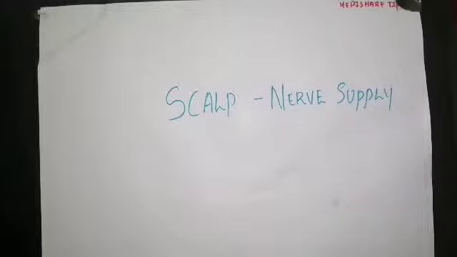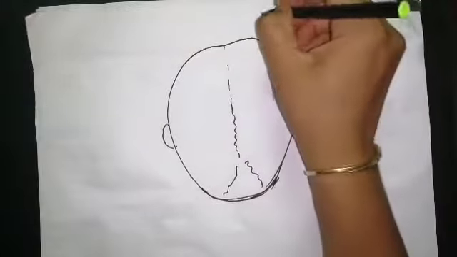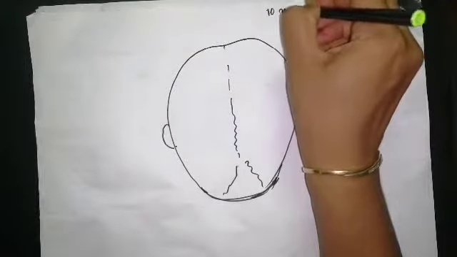In this video, we'll be discussing the nerve supply of the scalp. We'll draw the diagram and discuss the nerve supply here. For that, we'll divide the scalp into two halves, and each side of the scalp and the temple is supplied in total by 10 nerves. So in total, on each side, it is supplied by 10 nerves.